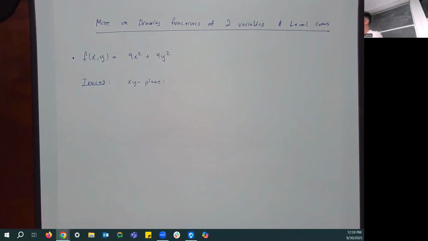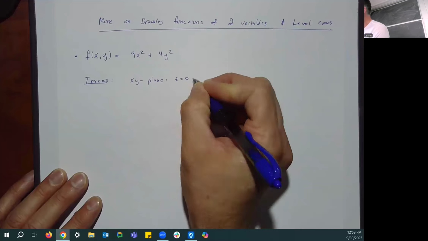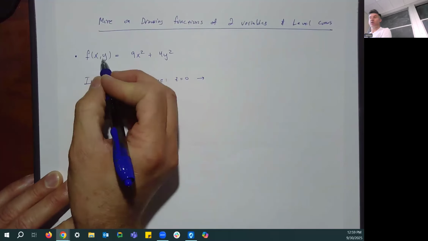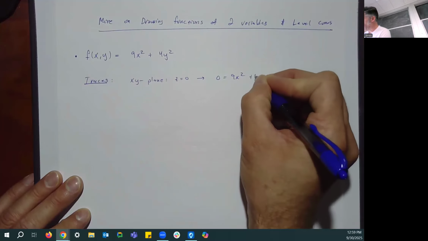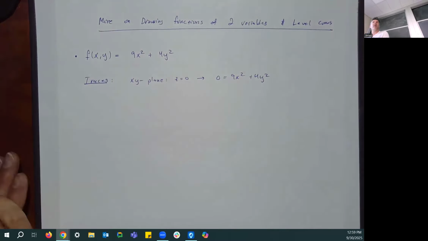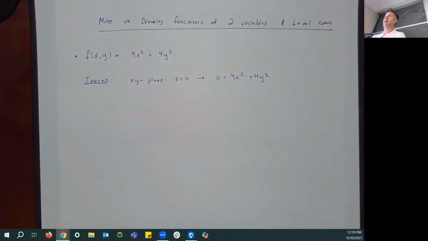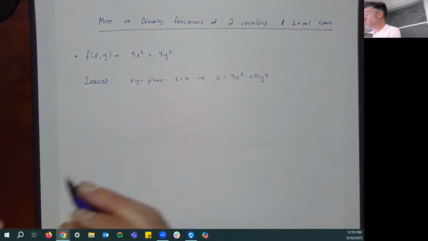So if we set z equal to 0, which is another name for the function, we're going to get 0 equal to 9x squared plus 4y squared. And the reason I say this isn't very interesting is because there's only one solution to this equation. X and y both have to be 0.